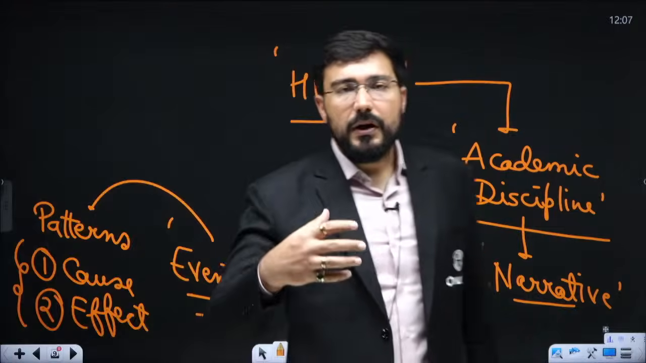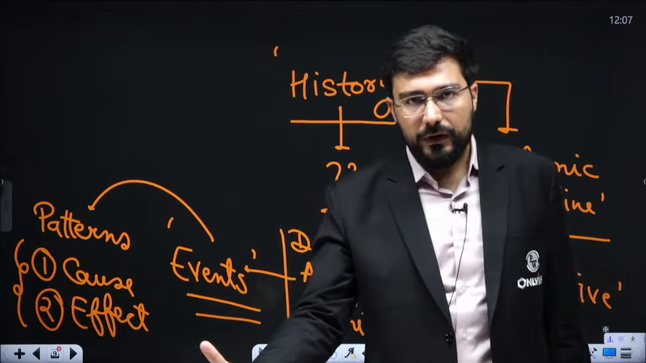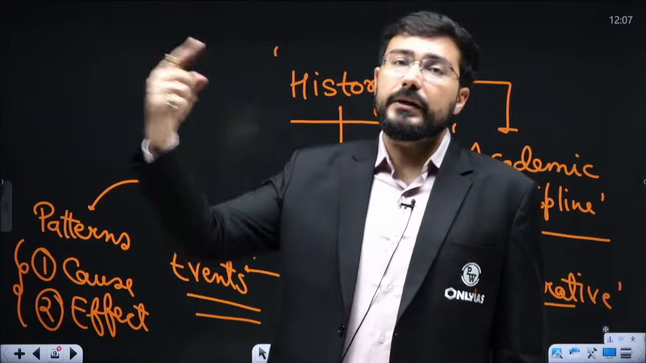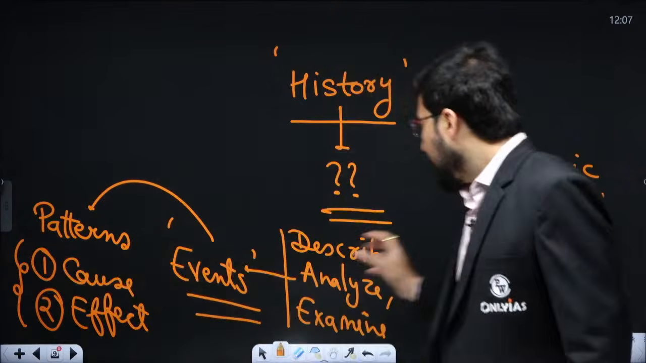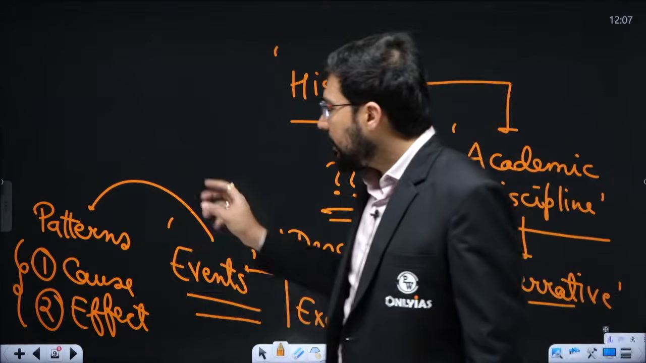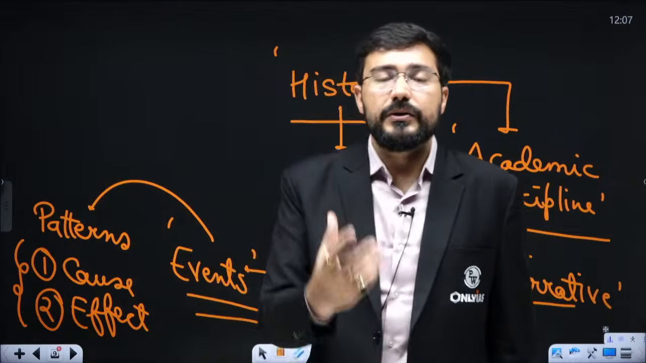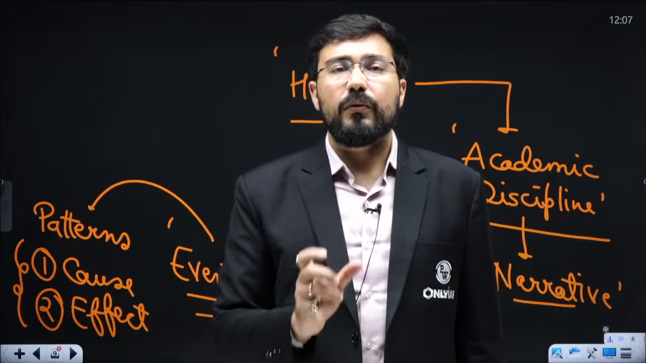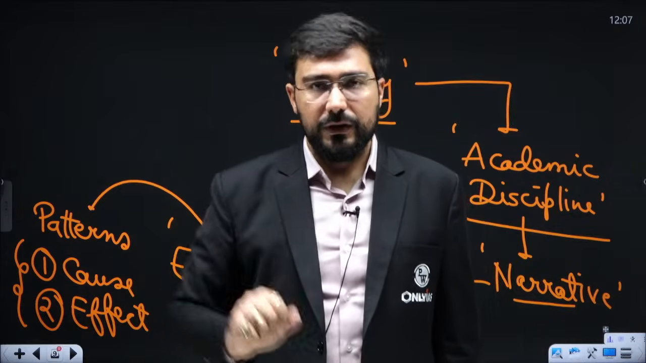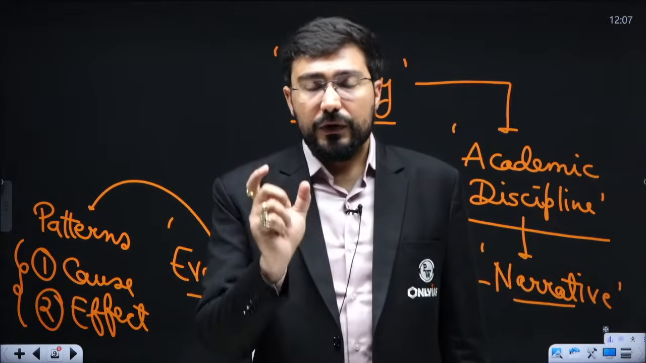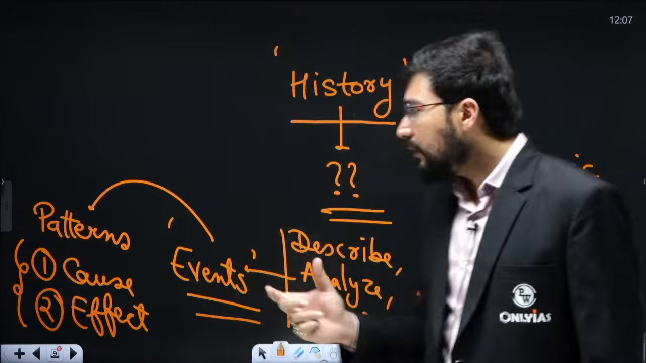Like suppose when we talk about 1947, there is one perspective from the Indian side, and there is one perspective from the Pakistani side also. Both try to describe, analyze and examine these events, and we try to understand the patterns, causes: why did partition happen in India, and second, what was the impact of partition. So history is an academic discipline which focuses on building a narrative.